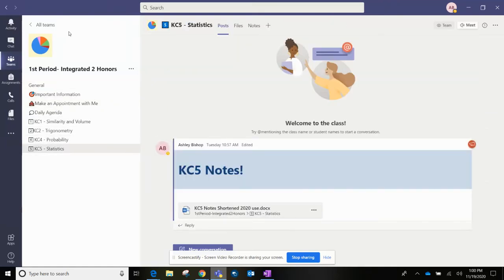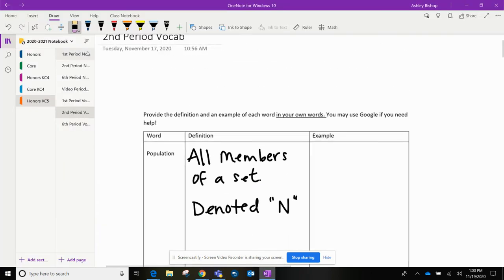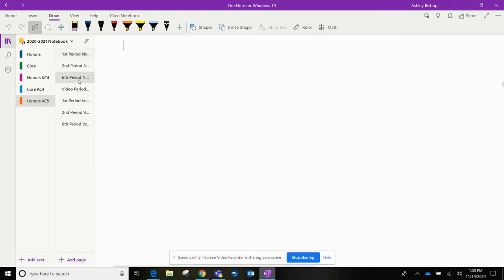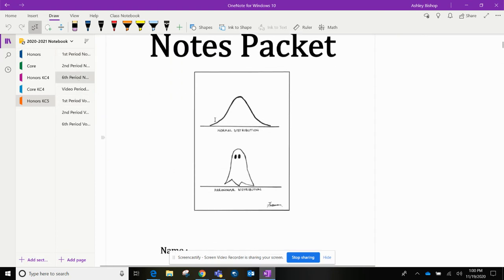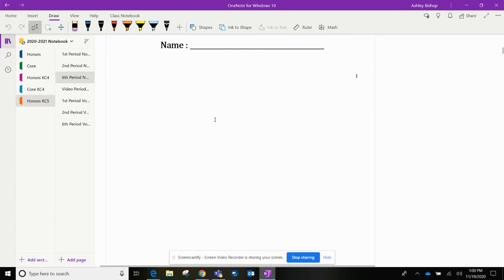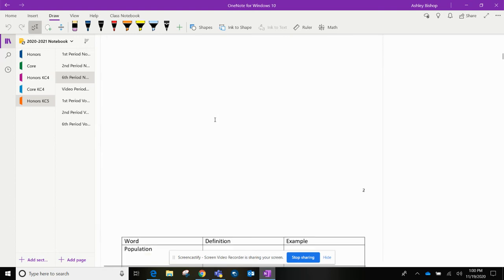If you go to our Teams page on the left-hand side, go to KC5 Statistics, you will find the notes. We are going to start statistics, which is mostly all vocabulary. The packet looks like this. It gets situated whichever way you need to. And like I said, Target A is all vocabulary.